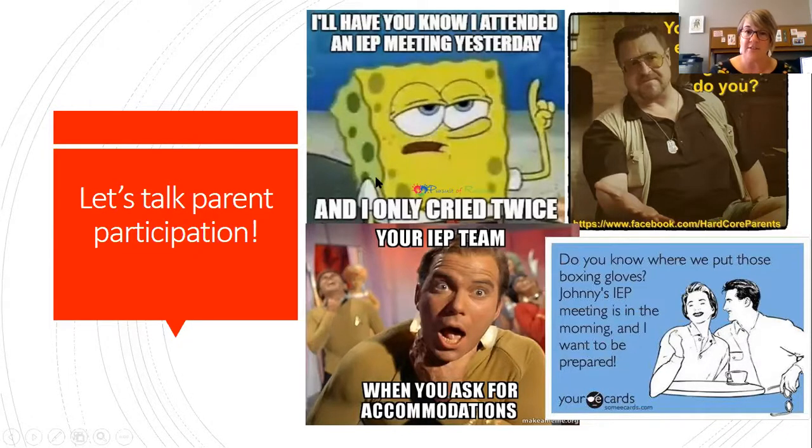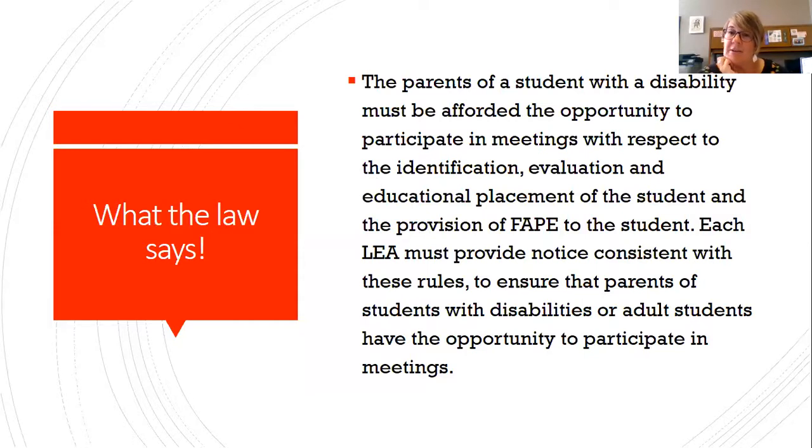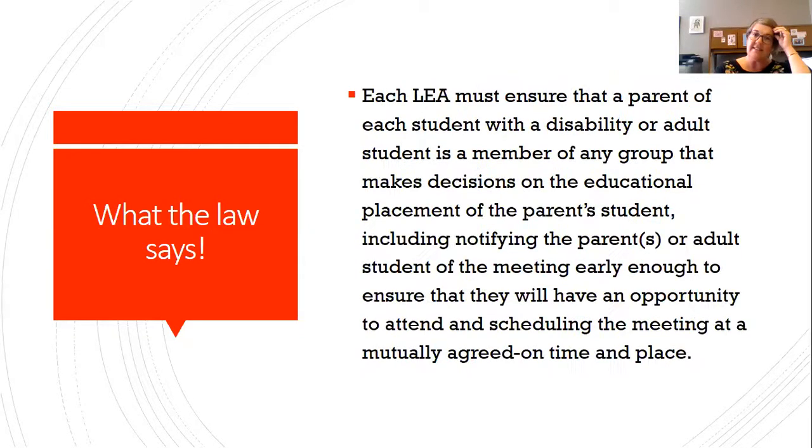So let's look for just a second. This is what the law says about it. Parents of a student with a disability have to be afforded the opportunity to participate in meetings about evaluation, identification, placement, and the provision of FAPE to their student. So we have to provide written prior notice that those meetings are going to take place. And as it says in this slide, they have to be scheduled at a mutually agreed upon time and place. And we can't make decisions without them, and we can't make decisions before we talk to them.